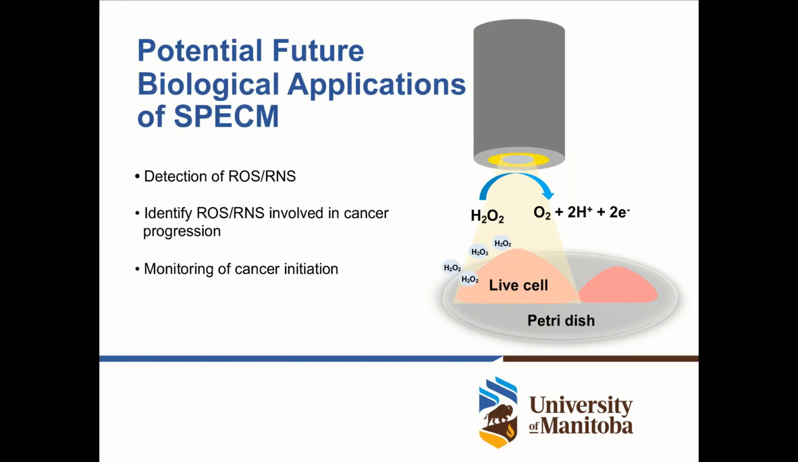All right, so where do we go from here with this technology? Future potential applications: we want to focus our attention on reactive oxygen species and reactive nitrogen species that are emitted from cells, and then ideally use the optical fiber to also use spectroscopy to differentiate between different ROS and RNS species that might be involved in cancer progression or cancer initiation studies.